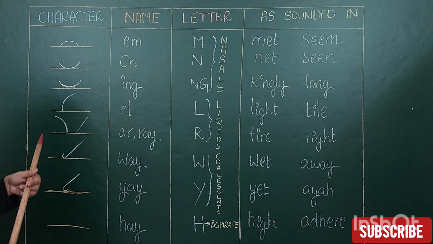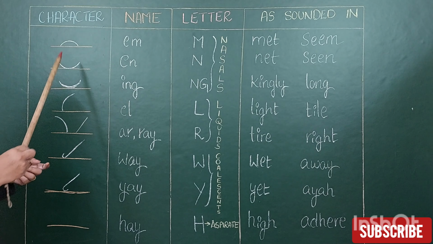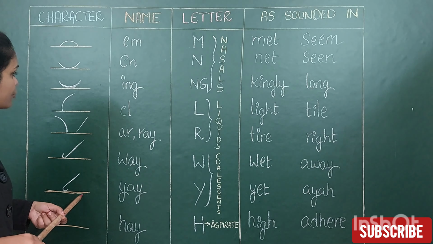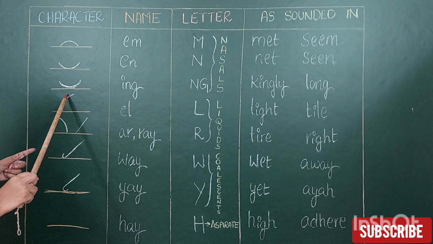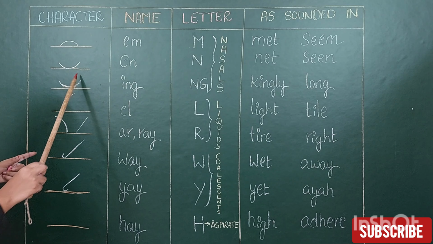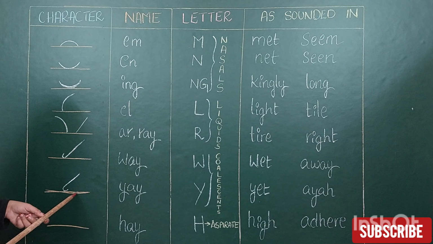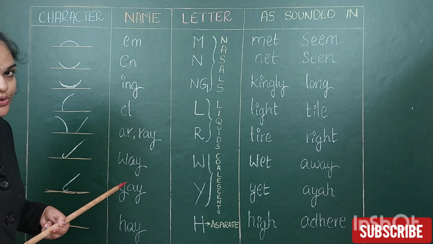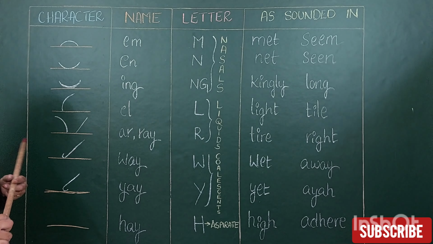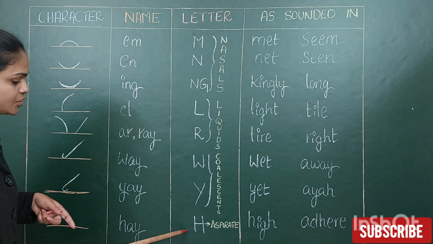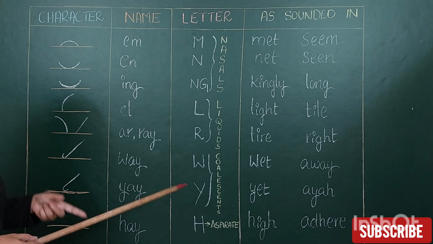It is also a lighter one only. Yes, up to now all are light strokes only except ing: M, N, L, R, W, Y, A. All these are light strokes only except ing. Next, the last one, H. How to write this H in short form?